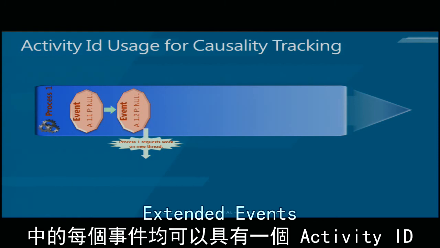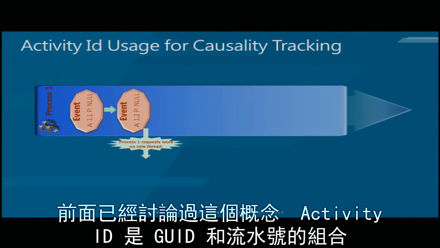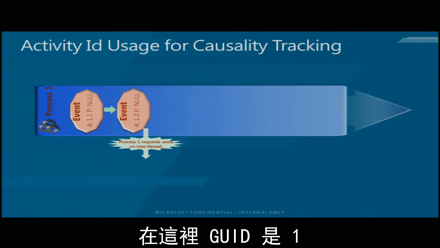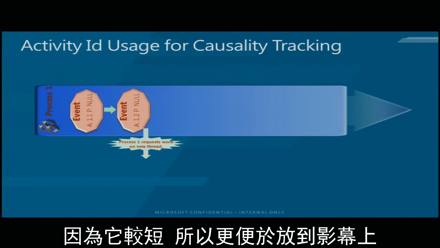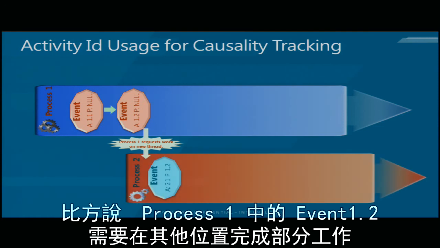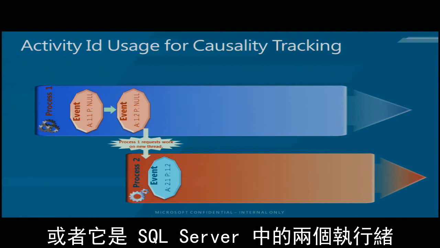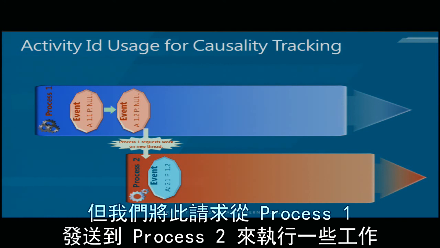Now, each event in extended events has the capability of carrying what we call an activity ID, which you can see is represented by the A1.1, A1.2. So that's that idea we talked about earlier, that an activity ID is a tuple of a GUID and a sequence number. And here our GUID is just 1, because that's a little bit shorter and easier to put on the screen. Now, how we do correlation is we say, let's say we got to event 1.2 in process 1 and it needs work done somewhere else, like maybe this is a login that's being sent to the server, or maybe it's just 2 threads within SQL Server. Both of them work. But we send this request from process 1 over to process 2 to do some work.